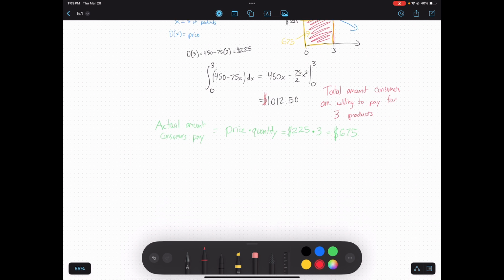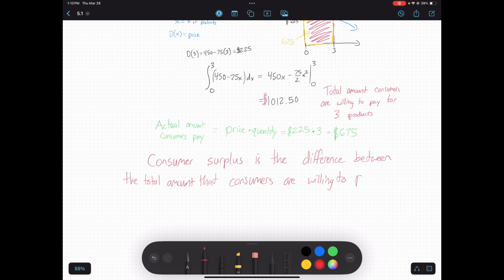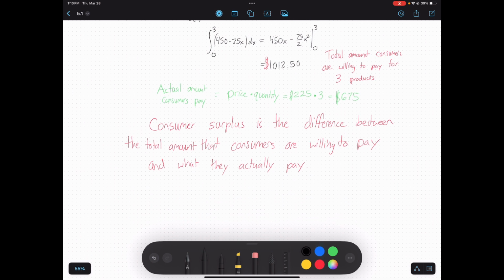Okay? So, let me define that here. Consumer surplus is the difference between the total amount that consumers are willing to pay and what they actually pay. Okay, so in our case, our consumer surplus would be $1,112.50 minus 675, and I get $437.50.